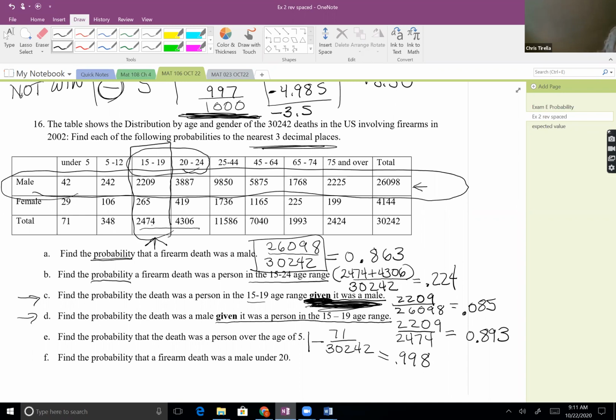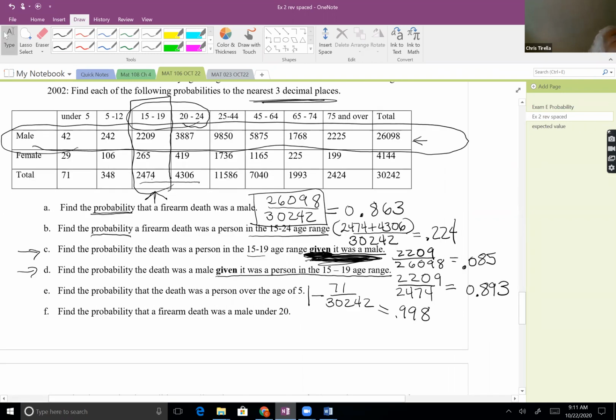And then lastly, this last part F, when I used to give this as a pencil and paper test in class, people would mess up because they try to restrict their sample space. Wait, so why didn't you say the 5 to 12 and divide it over the total? Because over 5 isn't just 5 to 12, it's also 15 to 19, 20 to 24, it's everybody.